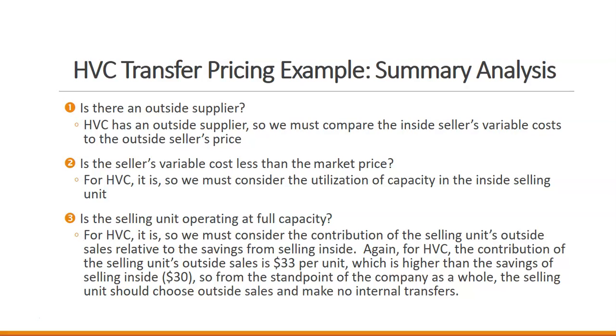So this is a summary of that analysis. We have an outside supplier available to us. We have to consider the utilization of capacity for the computer chip unit, and we have to consider the contribution margin possible for selling that chip outside of the market. So therefore, the computer chip is better if we sell it completely in the marketplace and we don't use it internally at all.